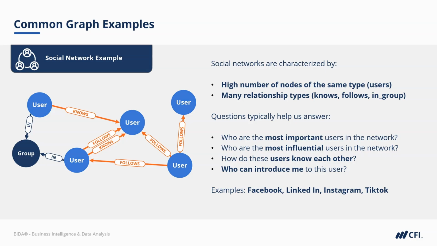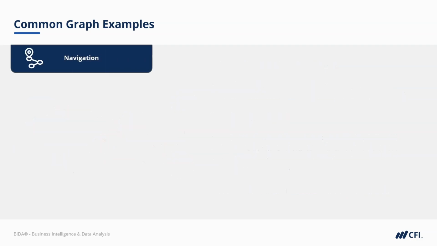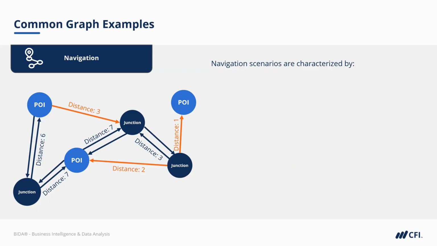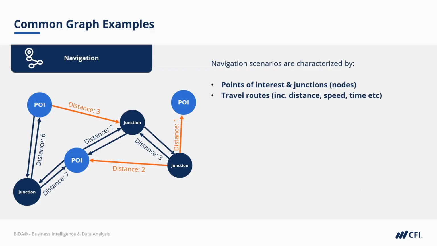The second example I want to cover is navigation. In these scenarios, our nodes tend to be points of interest or junctions, which are linked by travel routes. And travel routes may, as they do in this diagram, have certain weights, such as distance, speed, or time to travel between those 2 points.